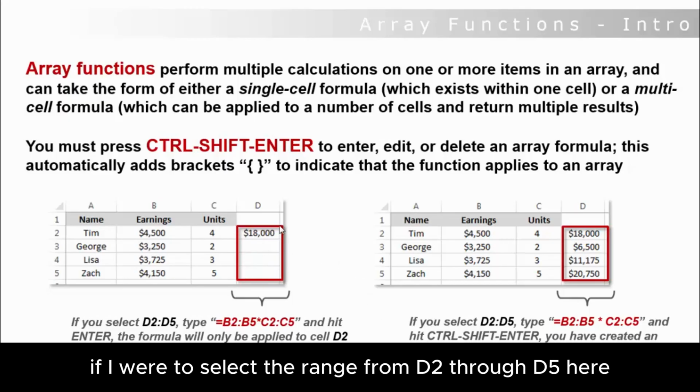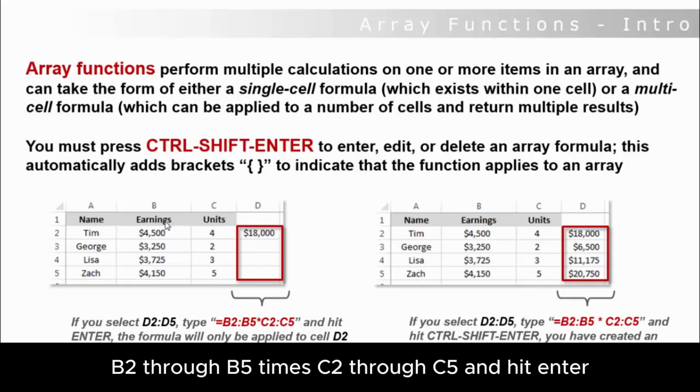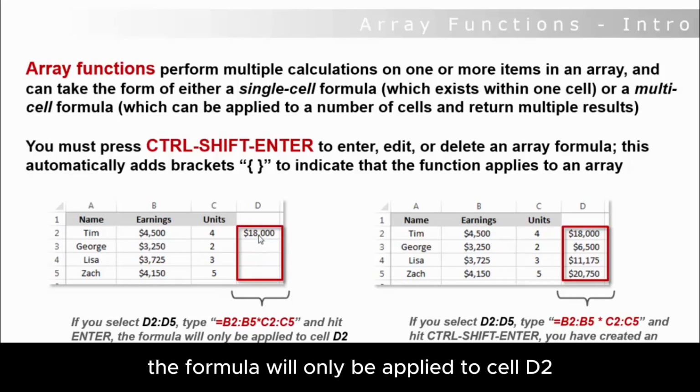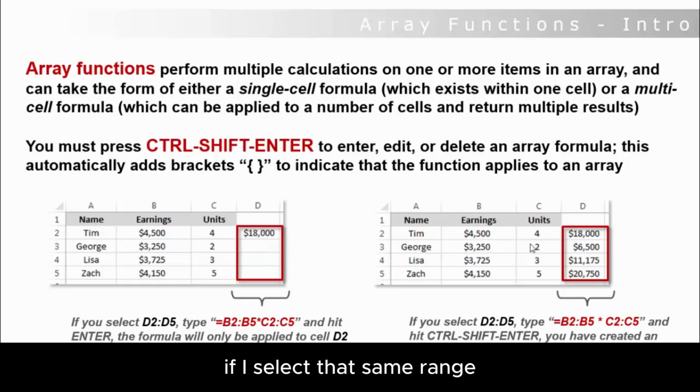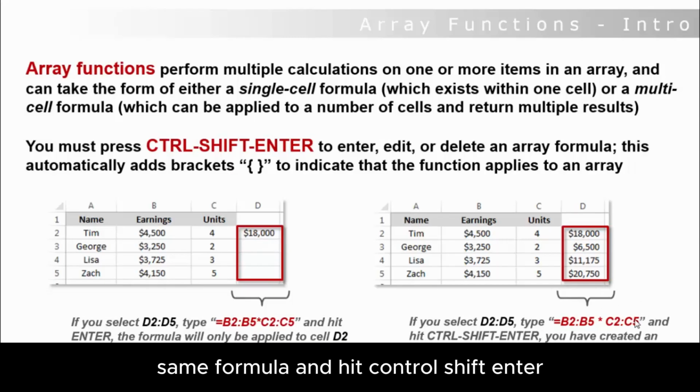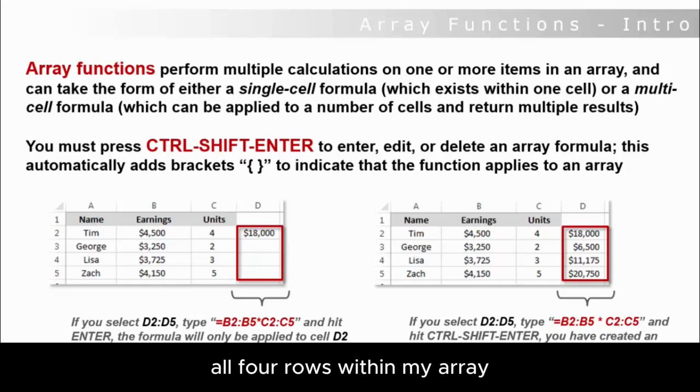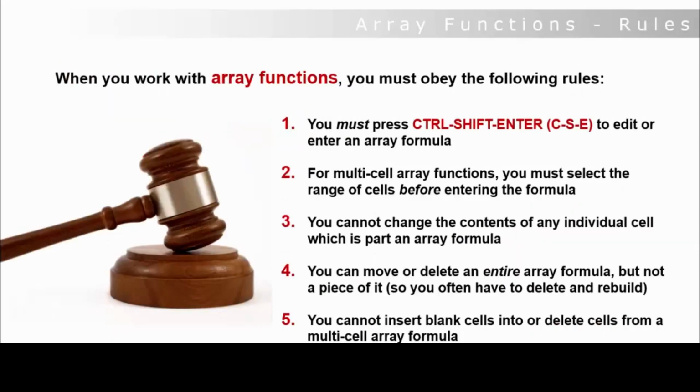If I were to select the range from D2 through D5 here and type the formula B2:B5 times C2:C5 and hit Enter, the formula will only be applied to cell D2. If I select that same range, type the exact same formula, and hit Control-Shift-Enter, I've then created an array formula, and it applies to all cells in the range that I'd highlighted. So as you can see, the results populate across all 4 rows within my array.